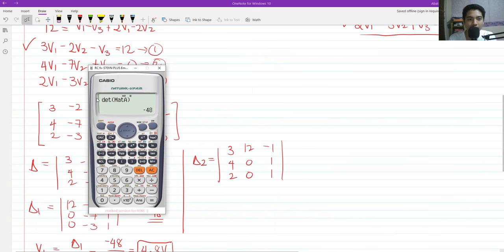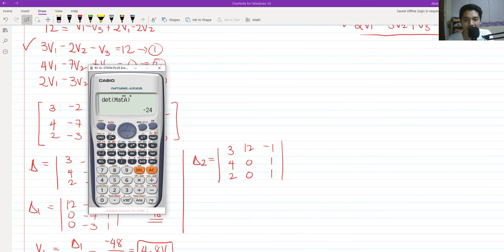Again, using our calculator. So we have shift matrix dimension, matrix A. Then we have 3, we have 12, we have still negative 1. So we have 4, we have 0 here, and we have still 1. Then we have 2, we have 0, and still we have 1. So get the determinant of that. So shift matrix A, determinant of matrix A.